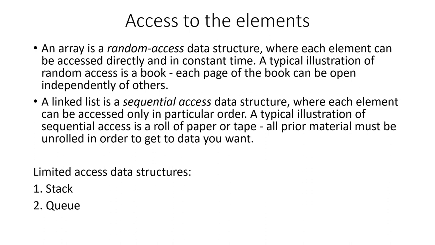And next is a linked list. A linked list is sequential access data. Why sequential? Because in order to get one element, you need to go through other elements. Each element can be accessed only in a particular order. An example of sequential access is a roll of paper. In a roll of paper, all prior material must be unrolled in order to get to the data you want.